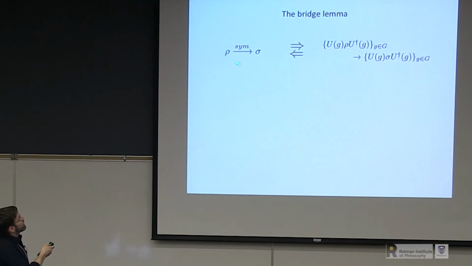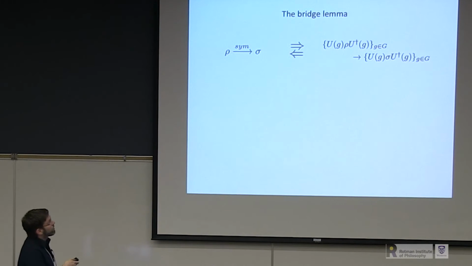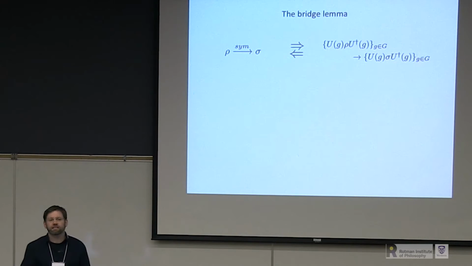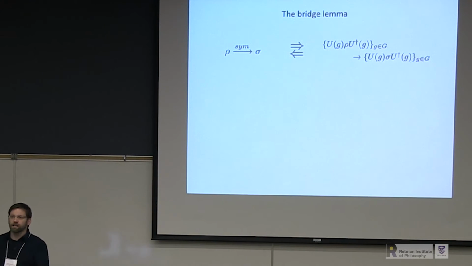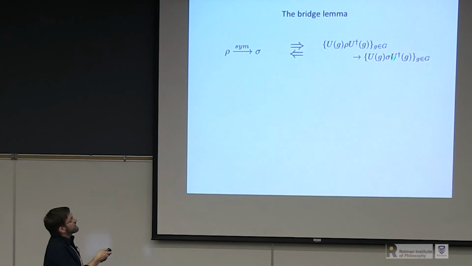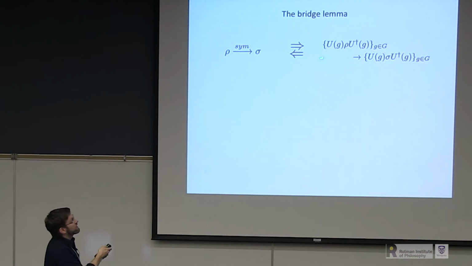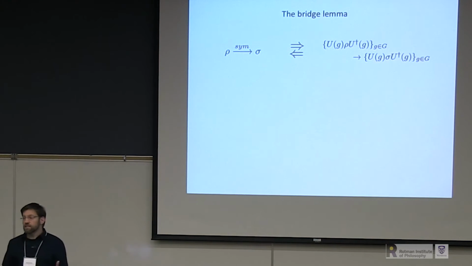So if rho can go to sigma by symmetric operations, then the group orbit of rho, so that's the set of states I obtain from rho if I act every element of the group, can be taken to the group orbit of sigma under some transformation. Here, the transformation doesn't have to be symmetric. So the question over on this side is just, is there any transformation that takes this set of states to this set of states? But that, of course, is an information theory question, right?